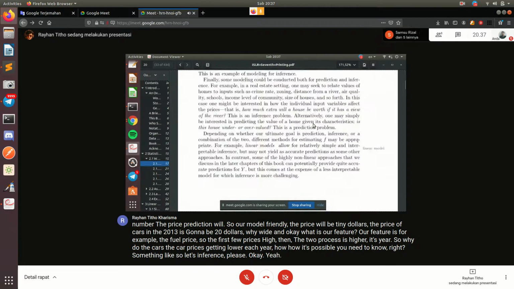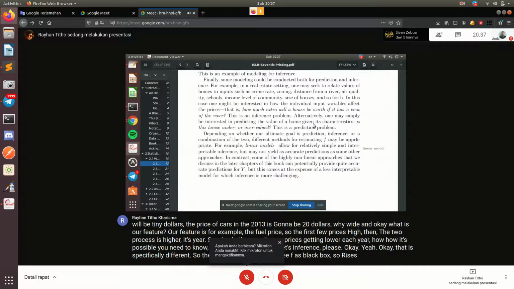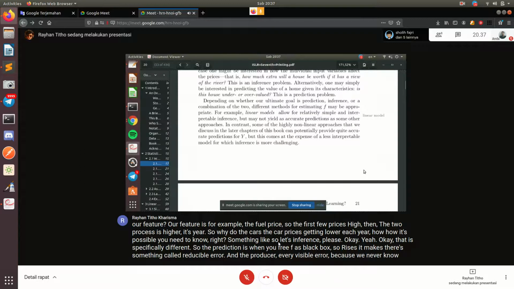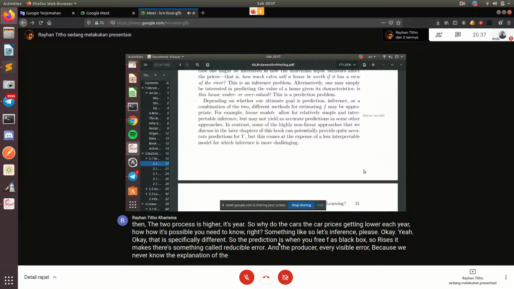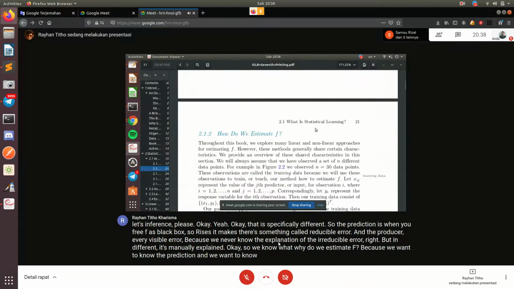Okay, that is basically inference. So prediction is when you treat F as a black box. There is something called reducible error and irreducible error, because we never know the explanation of the irreducible error, right? But in inference, it is explained manually. So we know why we estimate F: because we want prediction and we want inference.